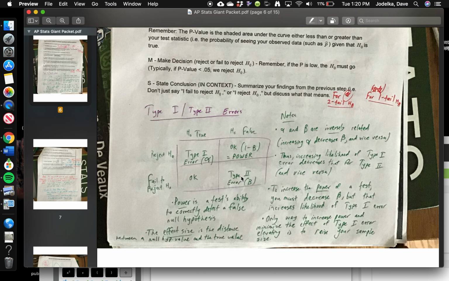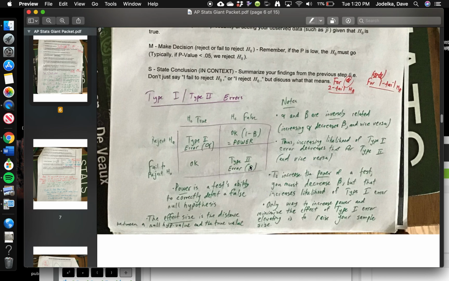Now, alpha and beta, we talked about them being inversely related. If you increase the likelihood of a type 1 error, you decrease type 2 and vice versa. We talked about how the power of a test is a test's ability to detect a false null hypothesis. If you want to increase the power of your test and make it stronger, you'd have to lower beta, because 1 minus beta would make this bigger. But if you lower beta, you increase alpha. The only way to increase the power and minimize increasing any type of error is to raise your sample size.